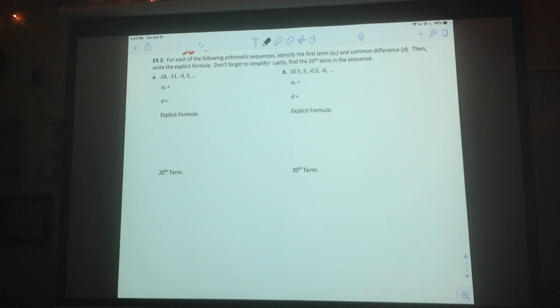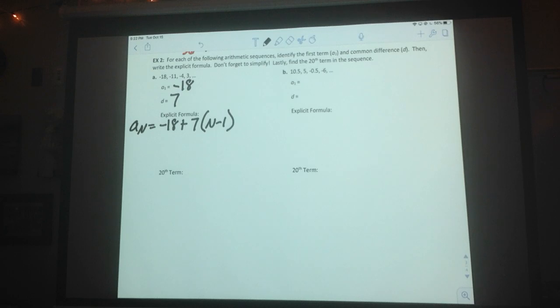So, example A. I have negative 18, negative 11, negative 4, and 3. What is my first term? Well, my first term is negative 18. It's the first term in the sequence. What is my common difference? Well, it's 7. And it's a positive 7 because I'm getting bigger as I go, so I'm adding 7 to it. So what is my explicit formula? Well, that would be A of n equals my first term, negative 18, plus my common difference, 7, times n minus 1.